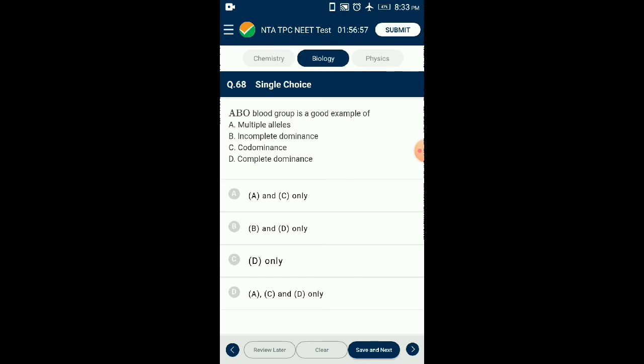Question number 68. ABO blood group is a good example of multiple alleles, codominance, and complete dominance. So the answer for this question is option D. From the given four statements, three are correctly given.